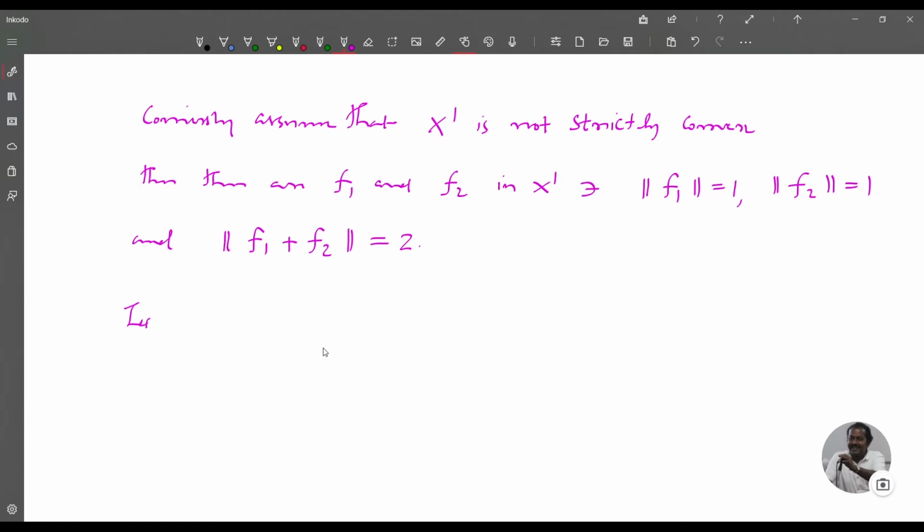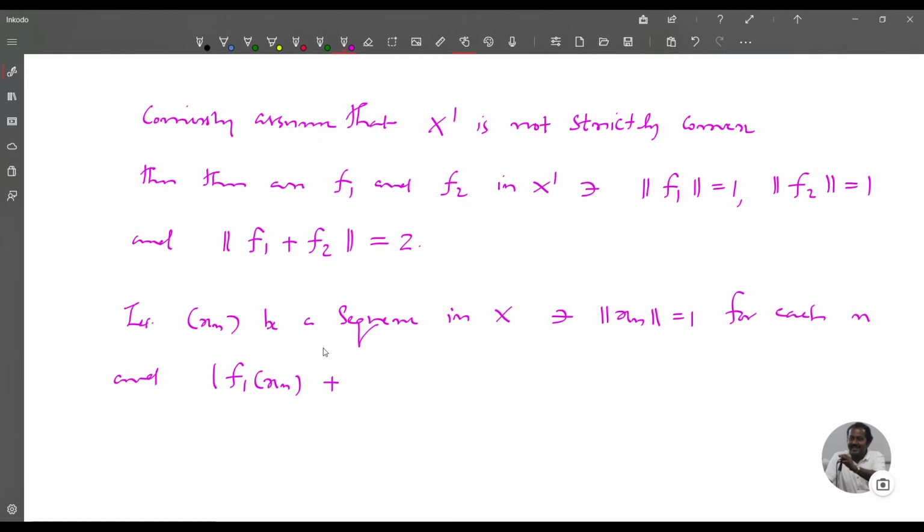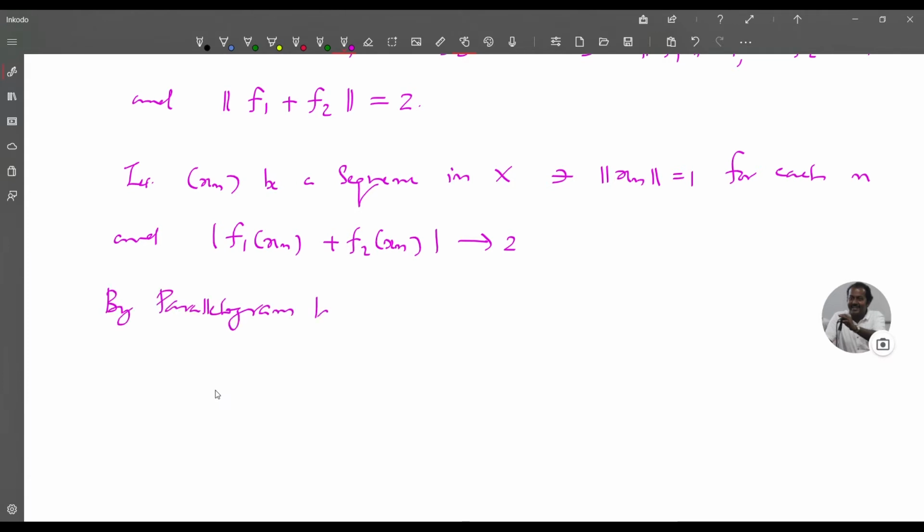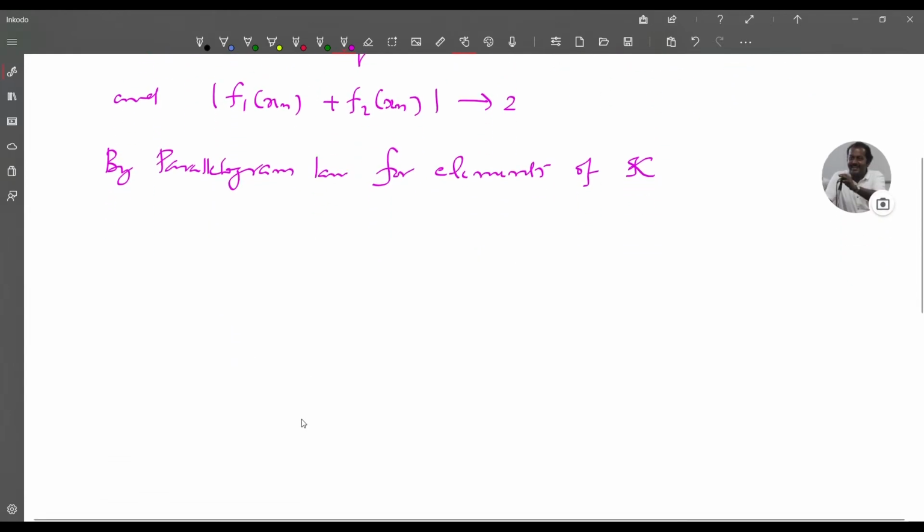Let xn be a sequence in X such that norm xn equals 1 for each n, and modulus of F1 of xn plus F2 of xn converges to 2. This is possible by choice of F1 and F2. Now by the parallelogram law, for elements of K, we have modulus of F1 of xn plus F2 of xn whole square plus modulus of F1 of xn minus F2 of xn whole square.